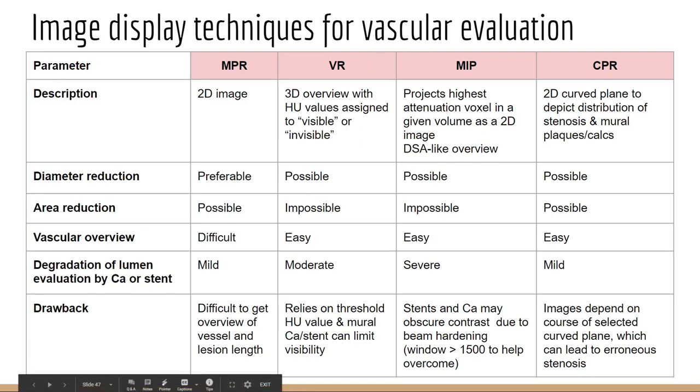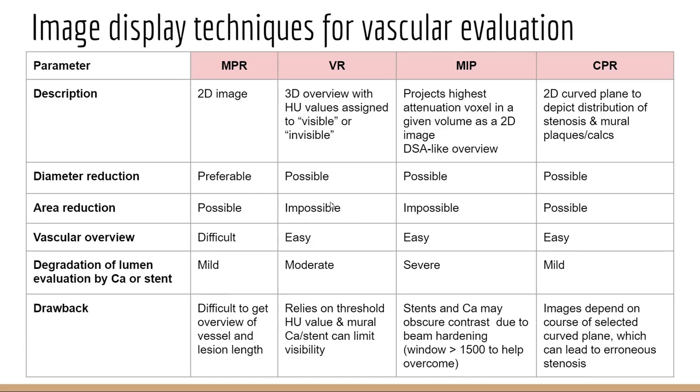Okay, volume rendering. This is essentially a 3D overview where the software assigns Hounsfield units to be visible or invisible. Sometimes the contrast and calcifications and bones can be intermixed, and it can be tricky to determine what's real and what's not, but generally these are quite good. It's possible to obtain a diameter reduction, but if calcifications are present, or a stent, it can cause a significant overestimation of stenoses.